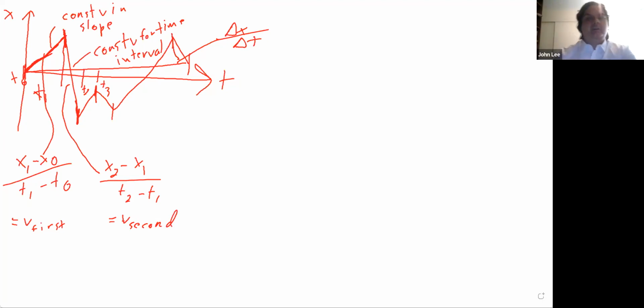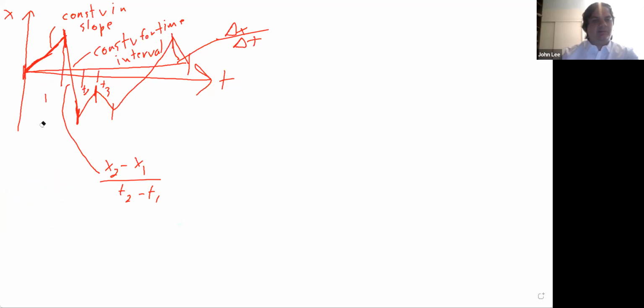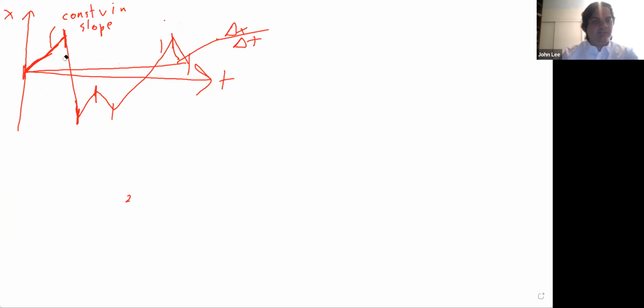For the purposes of making this more easily readable, I'm just going to erase everything except the most necessary thing. Okay, so that's just what that looks like.